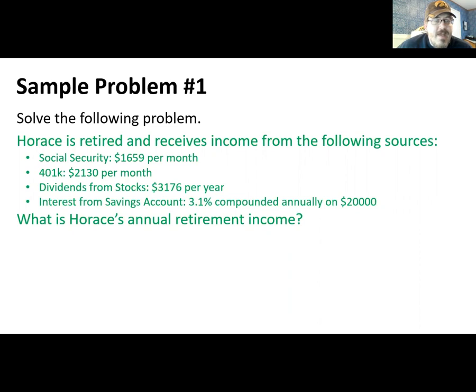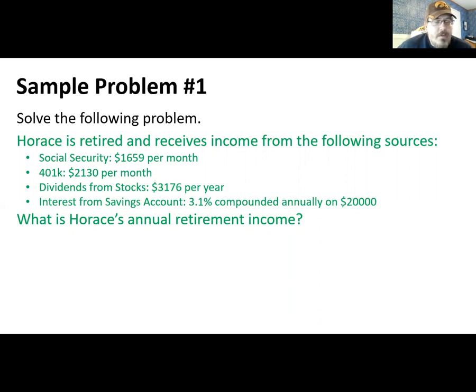Horace also did some investing, so he has some stocks and he's earning dividends from those stocks. Dividends are basically the profits that a company shares with its stockholders. Based on his investments, he's getting $3,176 per year. Make sure you're careful there, that's per year in terms of dividends. And then he has a savings account where he's got $20,000 saved, and that savings is earning interest, in this case 3.1% annually, compounded once per year. Based on all these sources of income, we want to figure out what Horace's annual retirement income is.